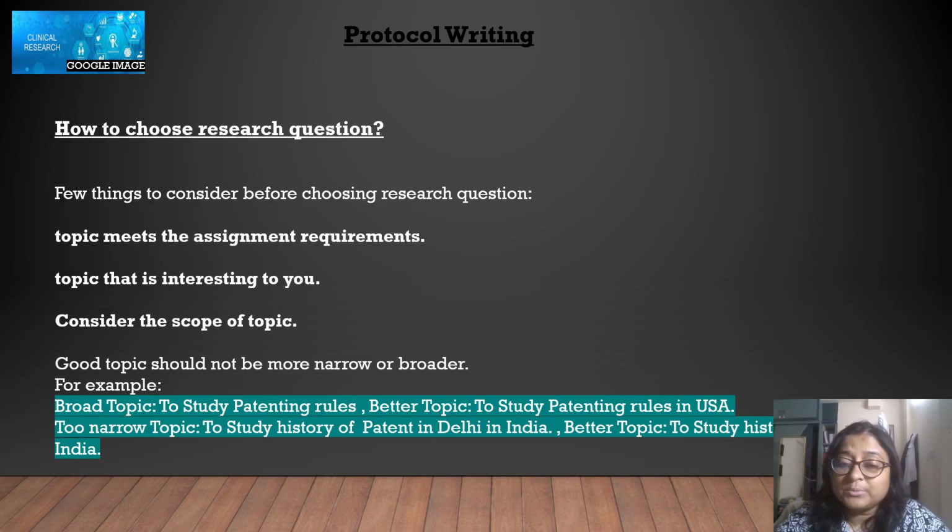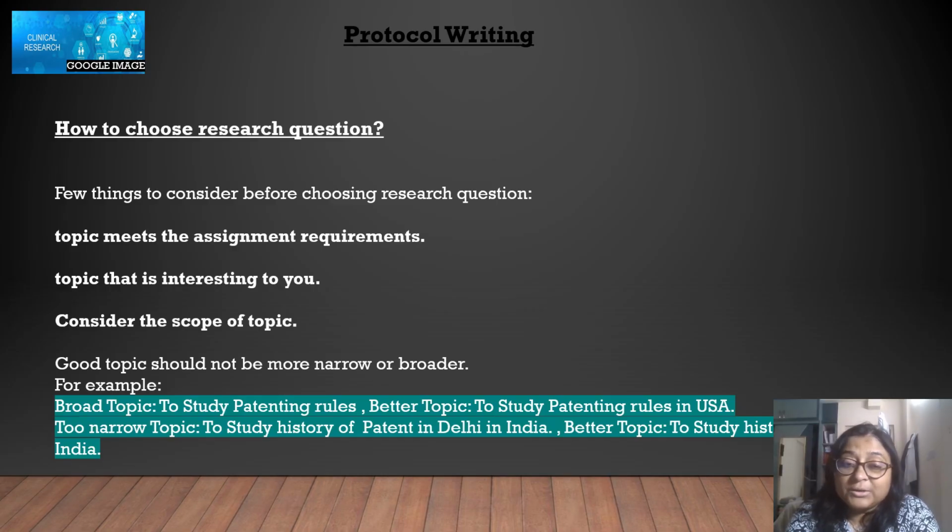A good topic should not be too narrow or too broad. What do I mean by narrow or broad? For example, see here I have taken a broad topic: to study patenting rules. Here we are not mentioning any country, and each country has different patenting rules. So it will be a very broad topic, and it will be very difficult for you to go through the research.